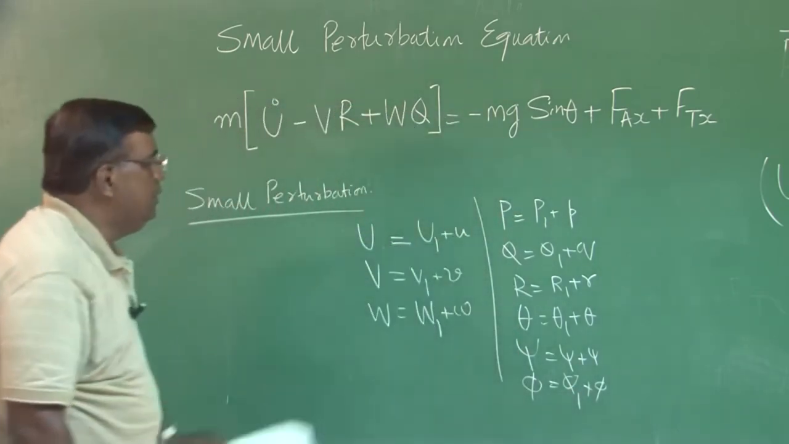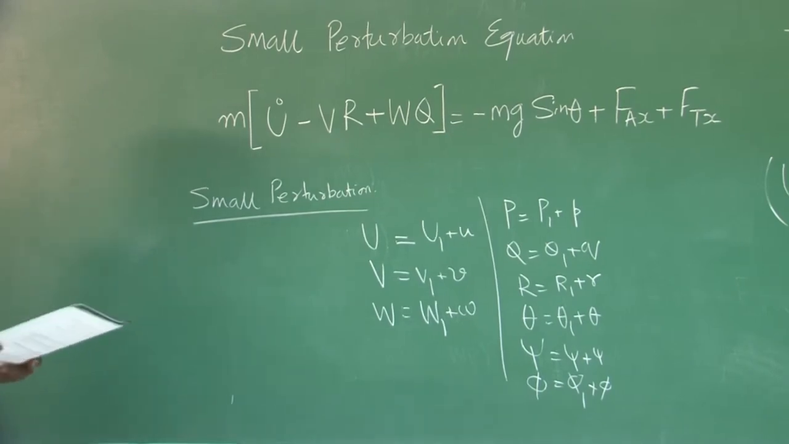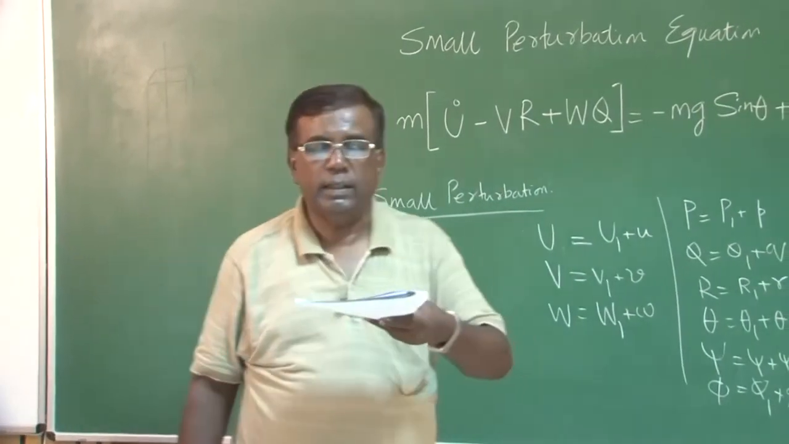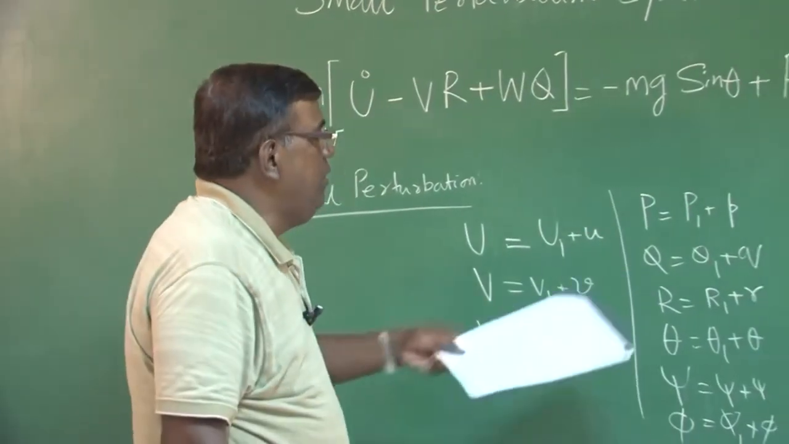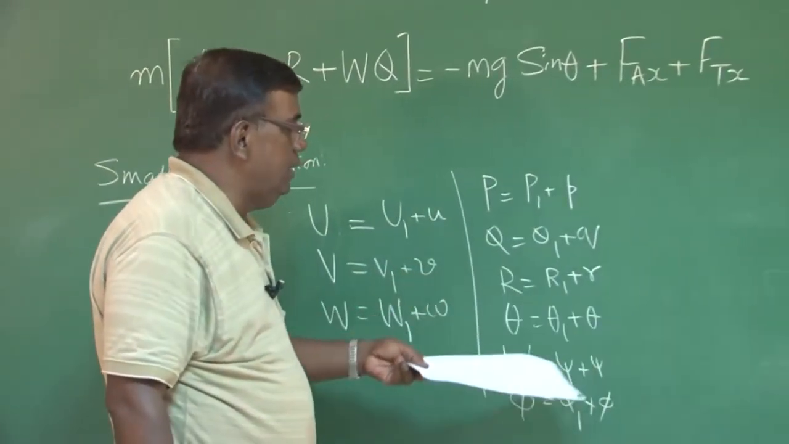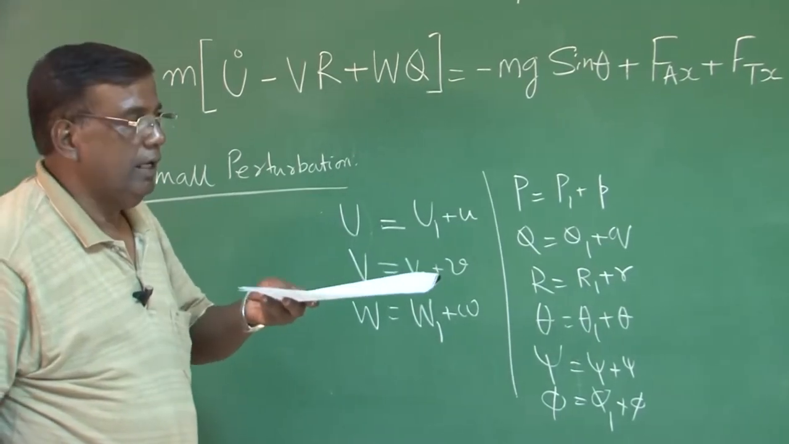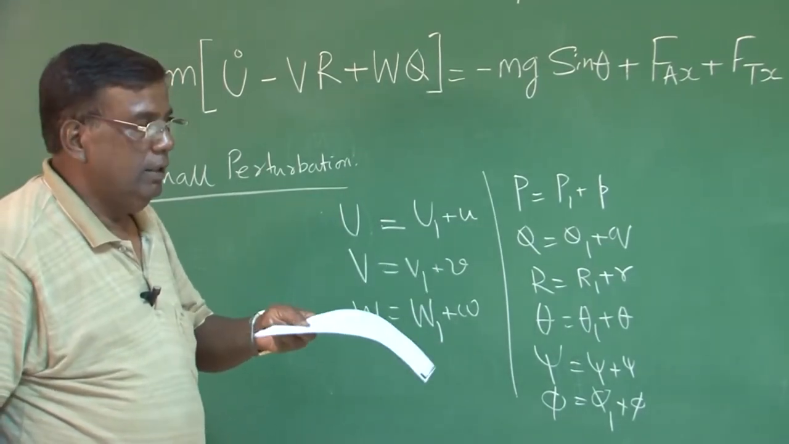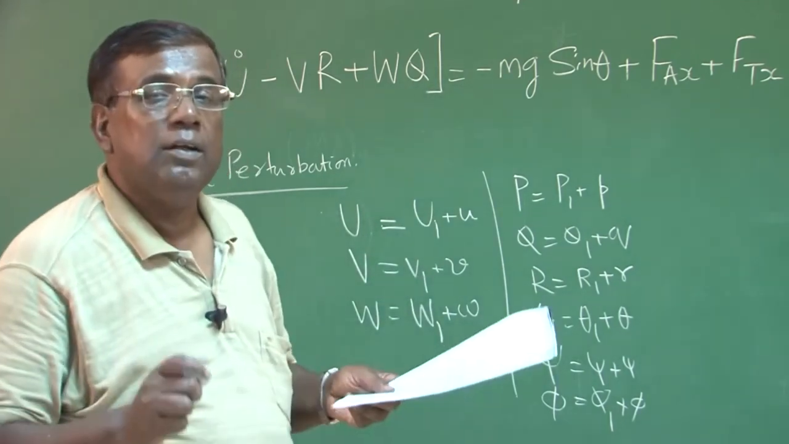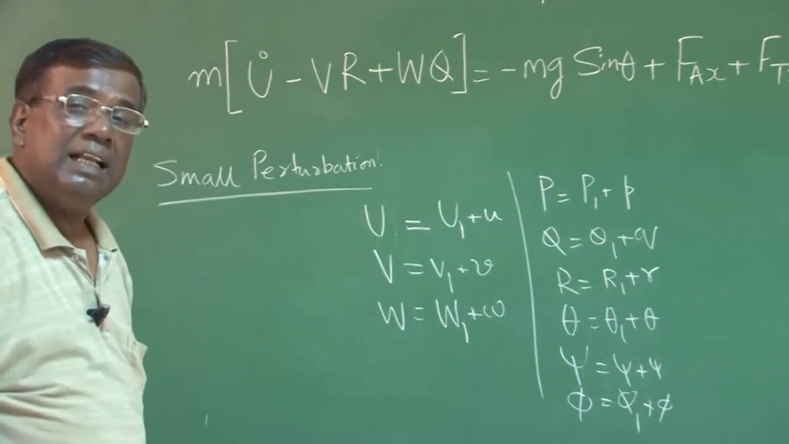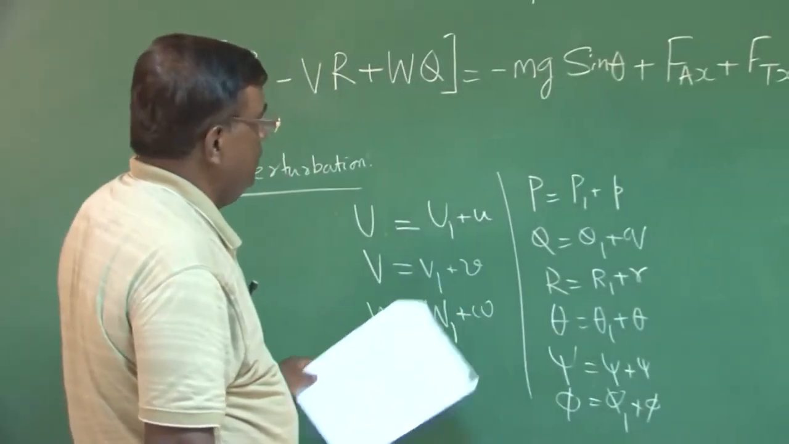What are these one designated variables? They are the condition at steady state. So suppose I am flying at a cruise, level cruise like this. Okay? So at steady state, you understand that P1, Q1, R1, all are zero. At steady state, if I am going to level cruise, because there are no roll, there are no pitch, and there are no yaw at steady state, if my equilibrium state is a normal cruise, level unaccelerated cruise. Okay. So these approximations I will be using.